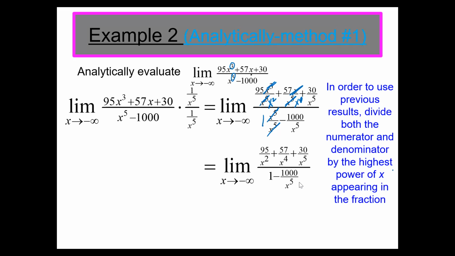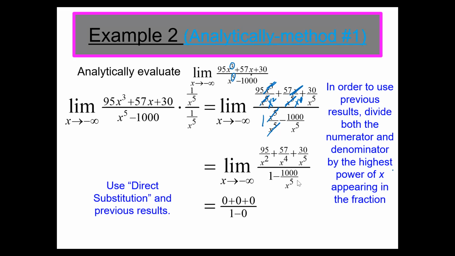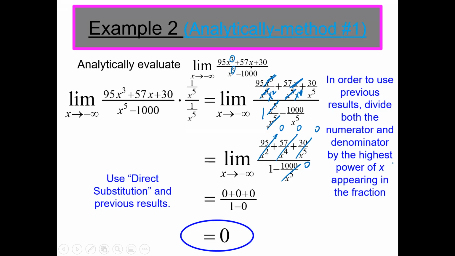At this point, we're going to apply the infinity rule. So 95 divided by negative infinity squared is going to be 0. It's a small number divided by a really, really big number, so that's going to be 0. Same thing over here, 57 divided by x to the 4th power is going to be 0. This part is 0, and then it's just 0 divided by 1, which is simply 0. And that is your asymptote.